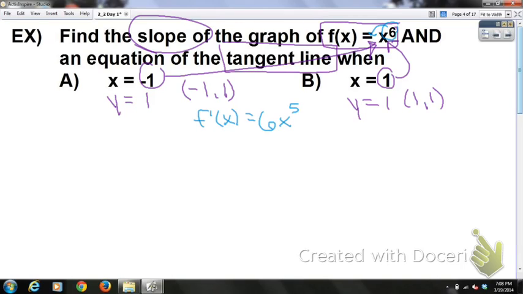To find m, our slope of our tangent line, when x is -1, I'm going to plug in -1 into our f prime of x function. So we have 6 times -1 to the fifth power. -1 to the fifth power is -1. 6 times -1 gives us -6 for m.